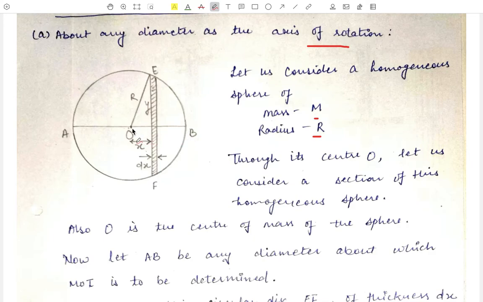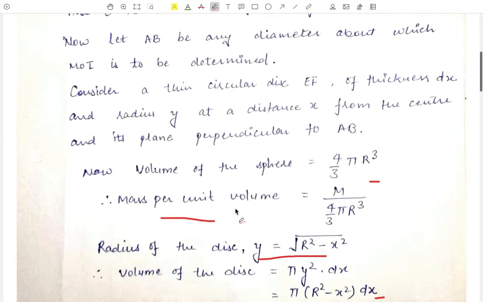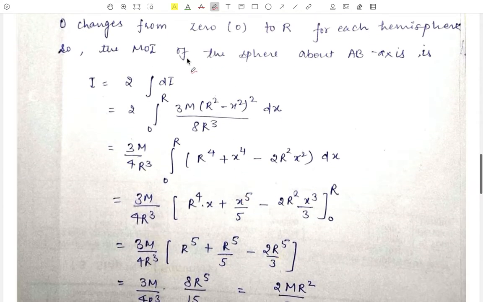Therefore the values of x vary from 0 to r as the limits of integration, but this happens in both the hemispheres, that is, in the hemisphere to the right side of O and in the hemisphere to the left side of O. Therefore when we do the integration, we have two similar terms. Therefore, in place of writing it twice, we will write it as 2 times the integration of dI. We can write it like this.